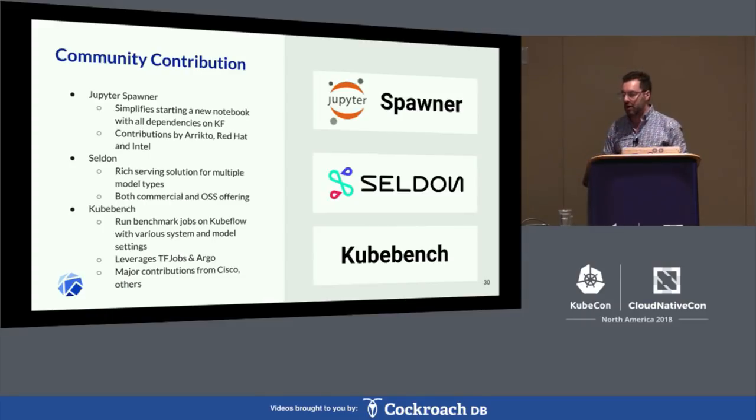And again, I know I don't have an enormous amount of time. Even with all these slides, I'm still not even covering it. I do want to call out some great work from Aricto, Red Hat, and Intel around a Jupyter spawner. So now in a Jupyter notebook, you're able to spin up all the necessary dependencies, persistent volumes, and so on from that Kubernetes underlying engine. Seldon has a very rich serving framework for non-TensorFlow models, and they have built both a commercial and an open source offering. And KubeBench from Cisco, who does ML benchmarking on top of Kubernetes and Kubeflow, and makes it very easy to explore if your deployment is operating at its top performance.